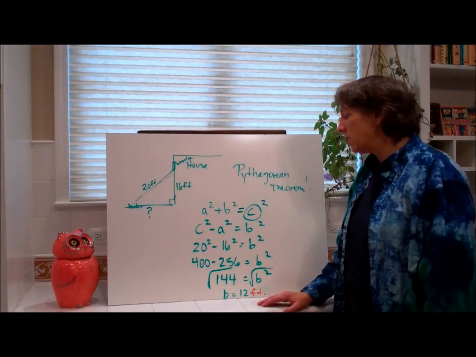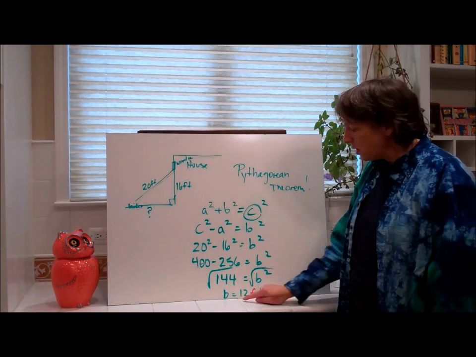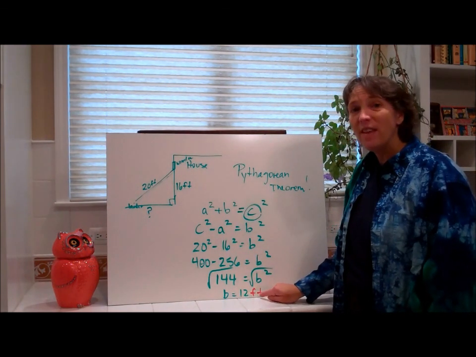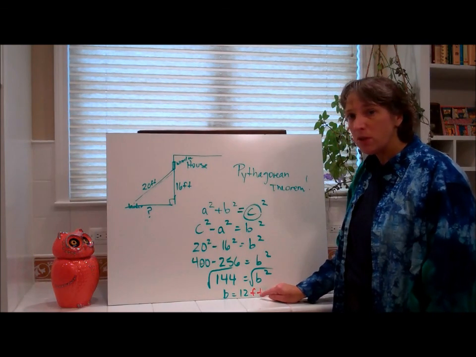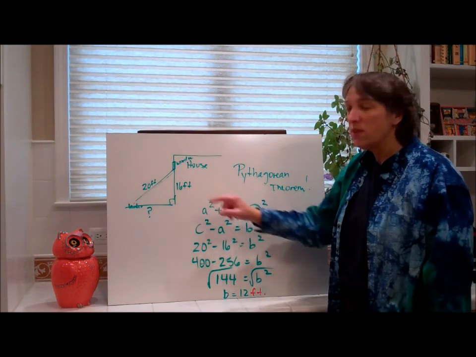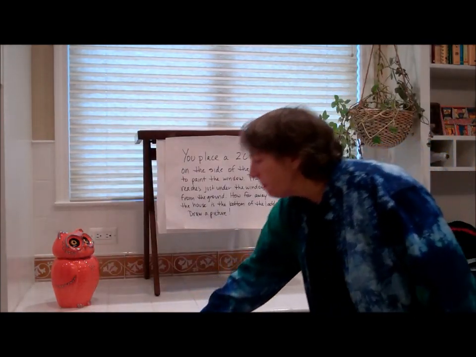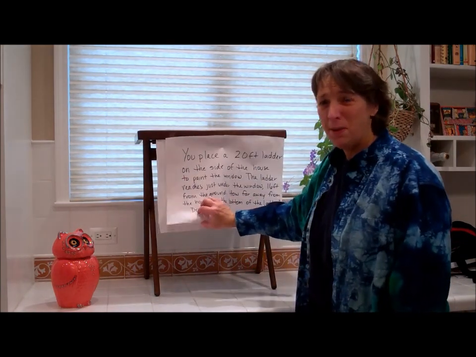20 squared minus 16 squared equals b squared. And you subtract, take the square root of both sides. b equals 12 feet. Now here I gave you the measurement, so if you put a u, you're going to lose a half a point because it's feet. Okay, let's do our last problem. This is my favorite part.